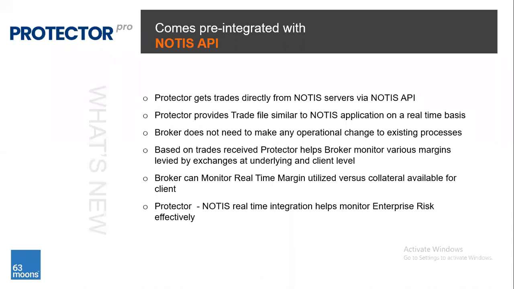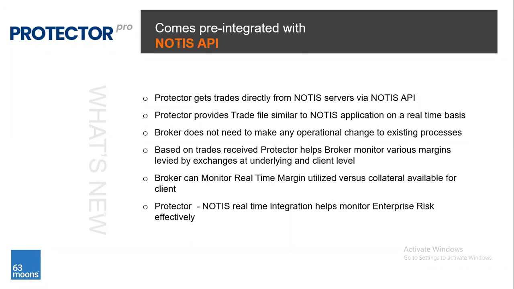Based on the trades received on the Protector base, it helps the broker monitor various margins levied by the exchanges and underlying. So, as per that API concept, trades have been accepted, and once the trades are incorporated in the system, it works as normal, as you have right now. You can see all the margins, your collaterals, your shortfalls, all the things working as per the existing. Broker can monitor real-time margin utilized. That's what I was just informing you. Real-time margin utilized, and what is the total collateral available with us, and all the things have been considered in the normal system.